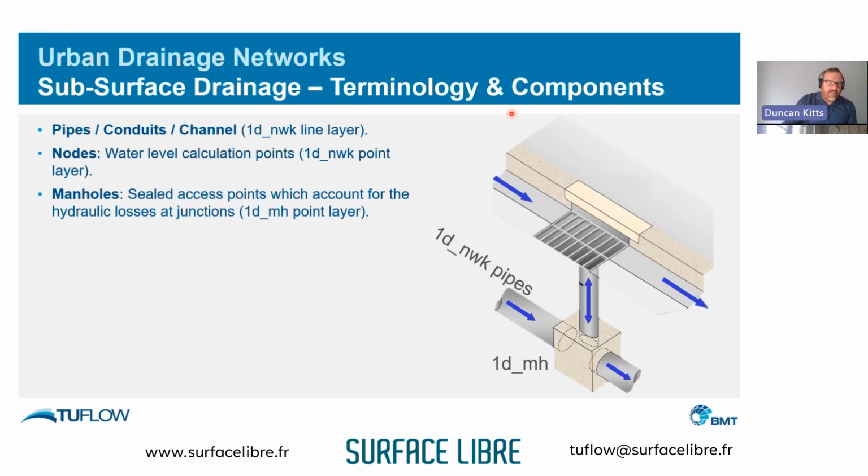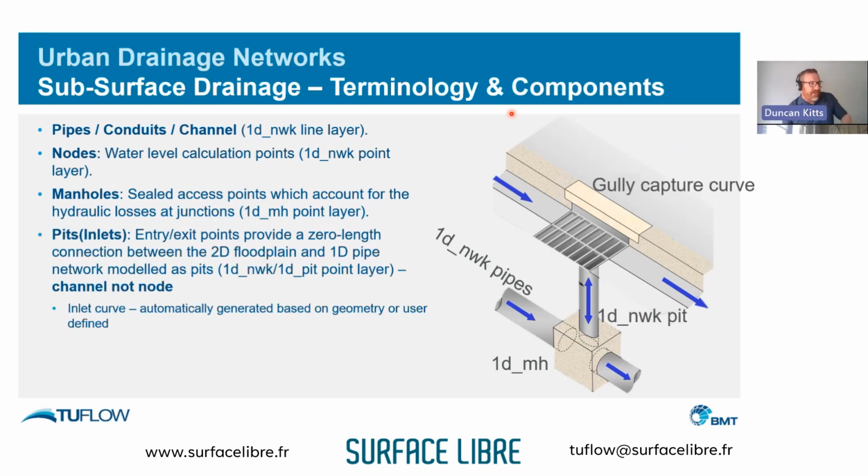We can then also have manholes. So these are sealed access points, and this is where TwoFlow generates the hydraulic losses. So energy losses to do with the manholes, the turbulence as flow goes into and out of those manholes. Again, TwoFlow can automatically generate those based on your pipes, but it is possible to override that, and we'll talk about that a bit later on.